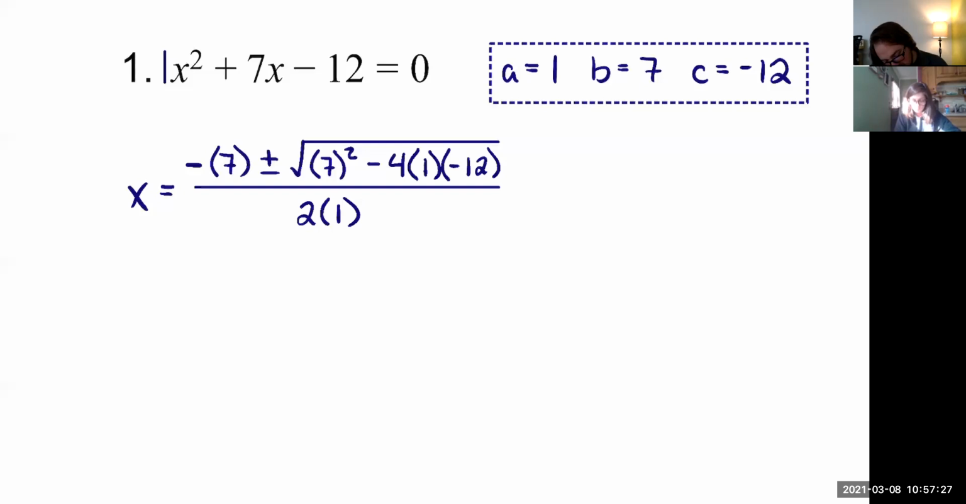And I know I did this last week, but just for the sake of seeing it, anywhere we saw an a, we replaced it with a 1. Anywhere we saw a b, we replaced it exactly with a 7. And anywhere we saw a C, we put our -12.